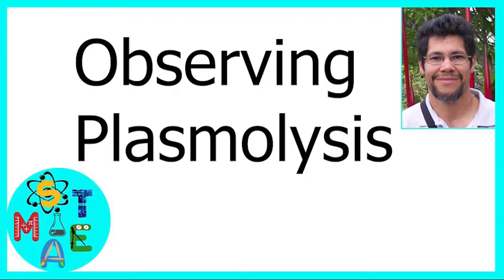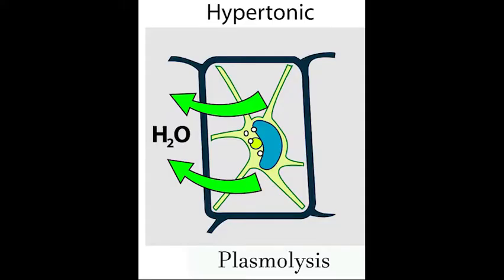Today's episode: Observing Plasmolysis. Plasmolysis is the process by which a plant cell loses water and the content becomes shriveled or shrunken. This activity will allow you to observe the effect of loss of turgor pressure or turgidity in cells.